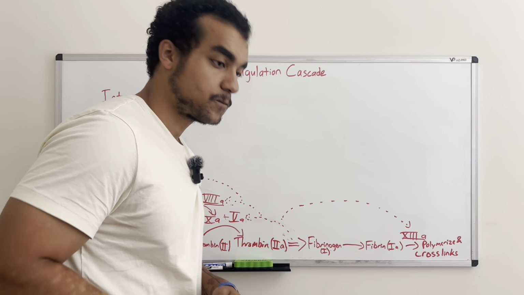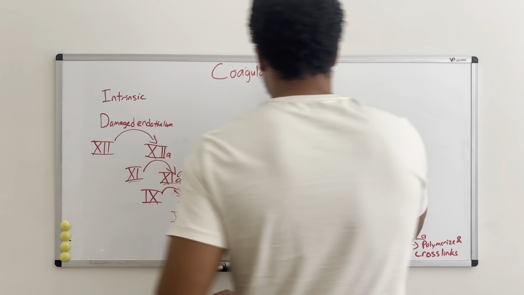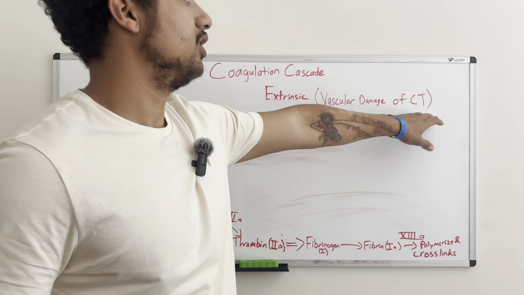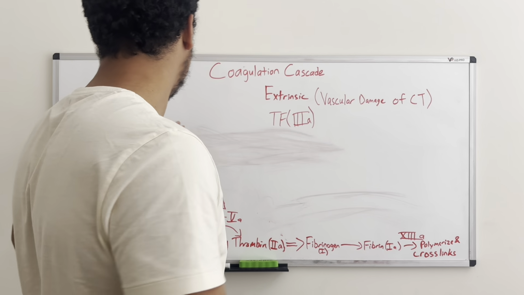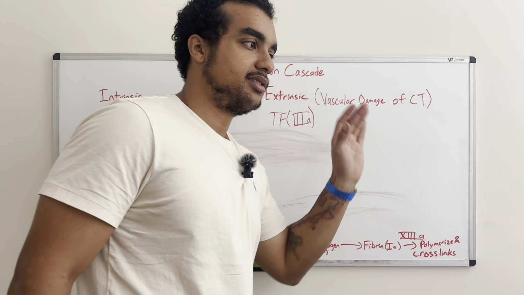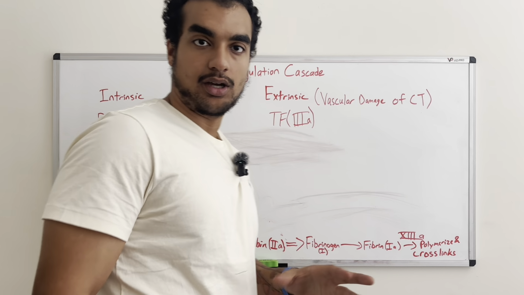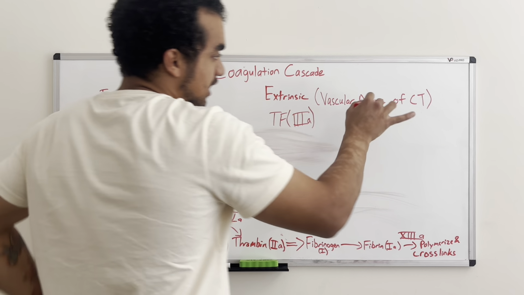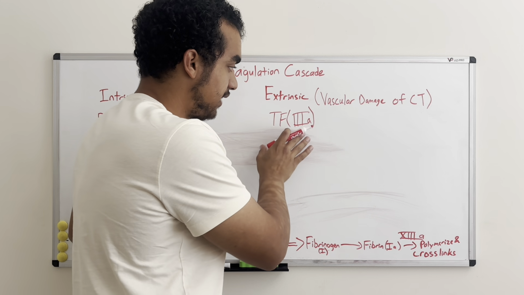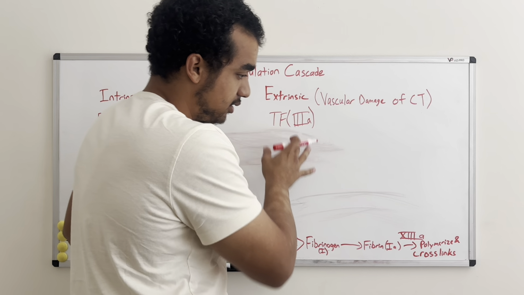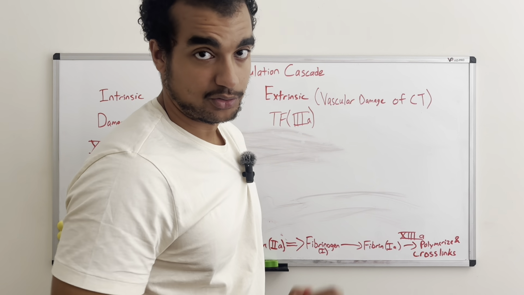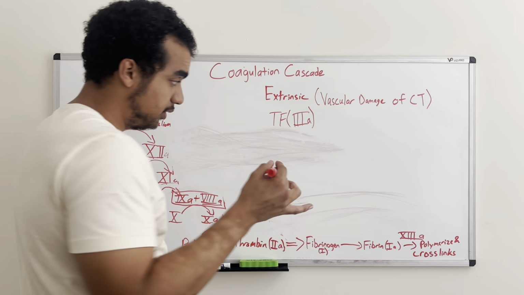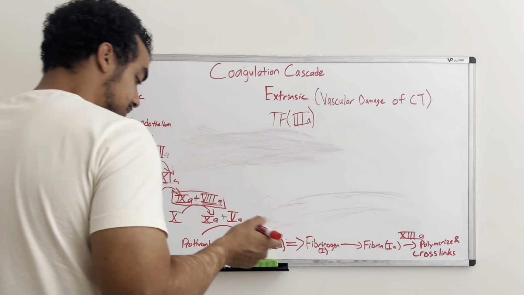Okay? So now let's get into the extrinsic pathway. Extrinsic pathway starts out with vascular damage of this connective tissue. So it's not the endothelium like in the intrinsic, but it's the smooth muscle and fibroblasts and other connective tissue that is beneath the endothelium. So when you have that vascular damage of the connective tissue, you're going to release tissue factor, otherwise known as factor 3. Please don't get this wrong on a test, y'all. I've always thought it was factor 7, but it's factor 3. Now, tissue factor actually forms a complex with factor 7, which activates factor 7.